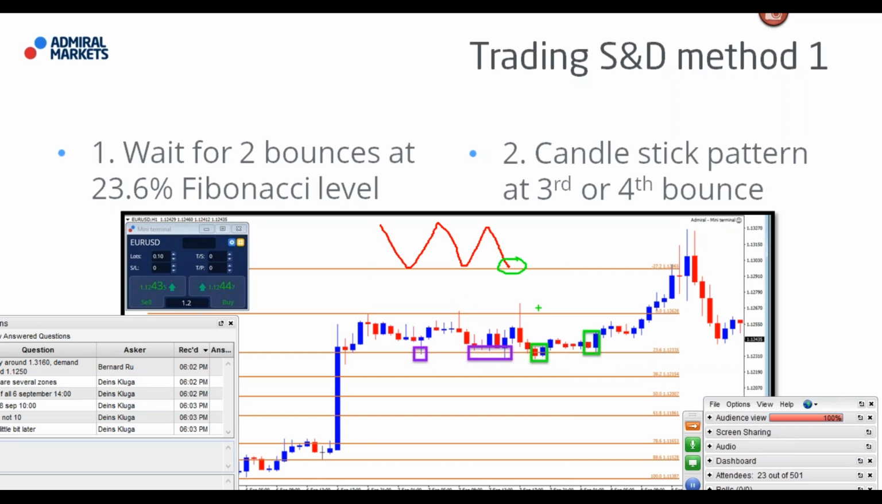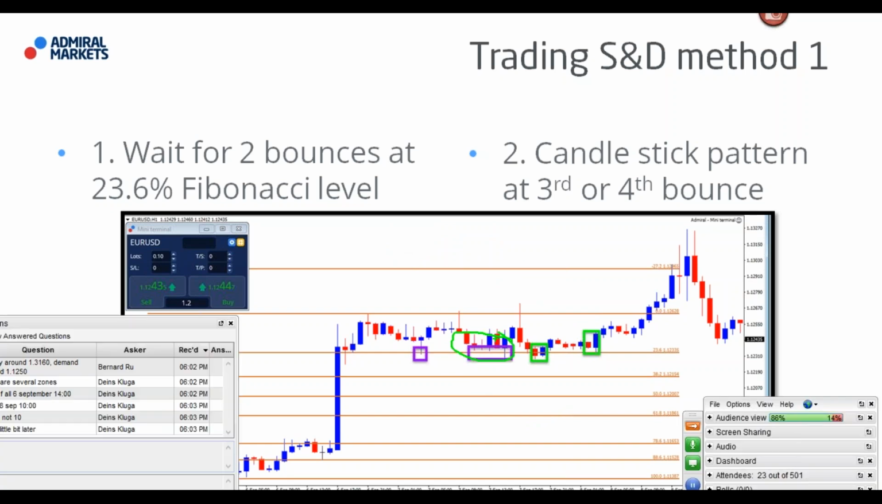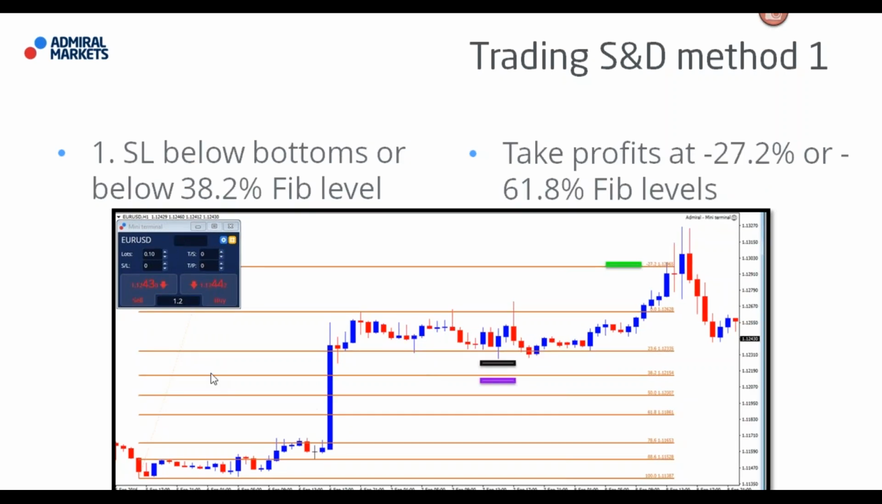All right, waiting for a candlestick pattern like this, engulfing twins, would be the last kind of confirmation needed. And the fourth one had an engulfing twin as well. So that candlestick pattern at the third or fourth bounce is exactly the confirmation needed after price is consolidating and showing that consolidation with this second bounce. All right, so is that clear so far?